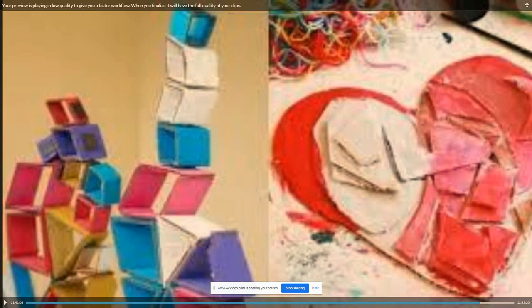Okay, so for this week, you are going to be making, I would say, more of an abstract representational piece of art. So what we're going to do is take pieces of cardboard and paper scraps and make them into a sculpture. So I want to give you some quick examples. This one is done with cardboard, and these are all boxes that have been cut up and shaped and then stacked on top of each other. And then this is a heart, and they put some different pieces of cardboard together and then painted that heart.